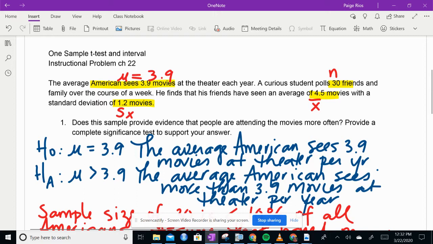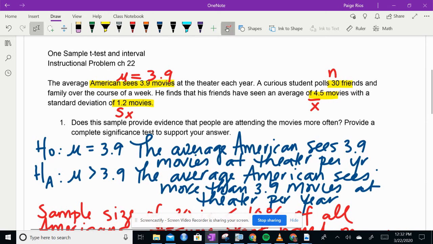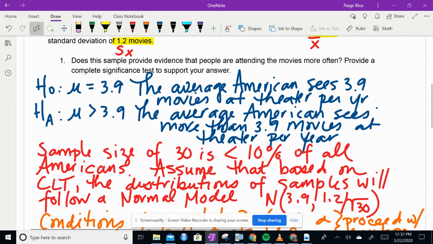So first of all, when we look at this problem, you can see that we are dealing with averages, and that means we have to switch over to means instead of proportions. So I've marked up the problem to find the mean, the sample size, the sample mean, and the sample standard deviation. The first thing you need to do is write your null and alternative hypotheses, which is done down here. The average American sees 3.9 movies at the theater per year. The average American sees more than 3.9 movies at the theater per year.